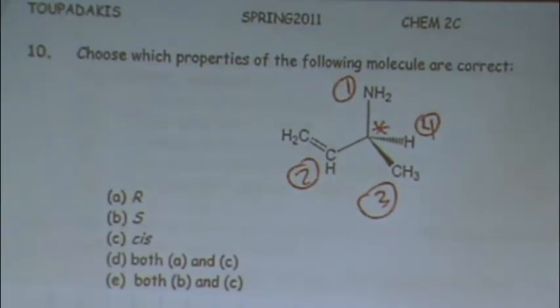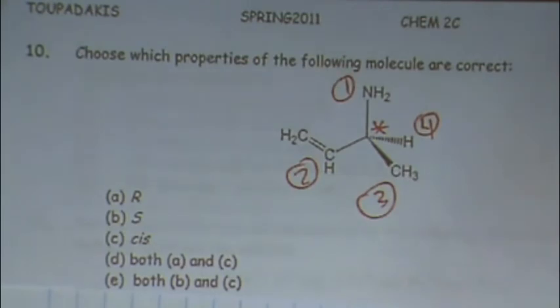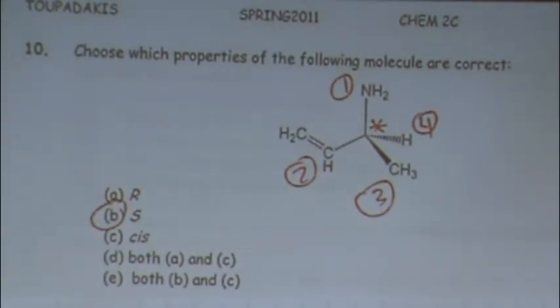That's it. Now what do you do? You put your face in here, and this lowest priority is away from your nose. And you go 1, 2, 3. Hydrogen, lowest priority, is away from me, and it goes 1, 2, 3. That's what? Counterclockwise. If it's counterclockwise, what's the answer? S.